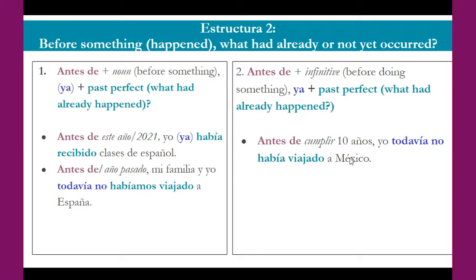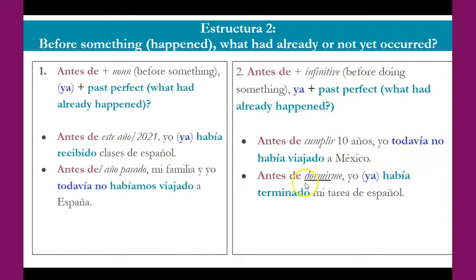So I had not traveled to Mexico before turning 10 years. Then, antes de dormirme, before falling asleep, yo ya había terminado mi tarea de español. Before falling asleep, I had already finished my Spanish homework. So, if you're talking about before doing something, or before something happening, an action, then you have to use a verb in the infinitive.